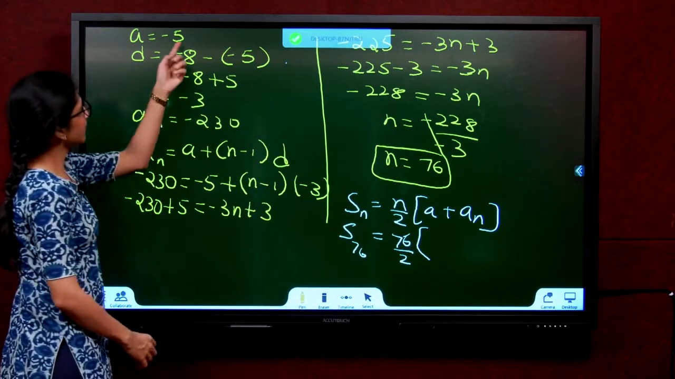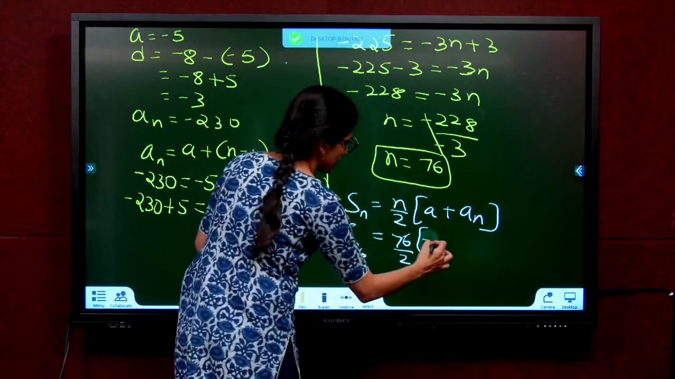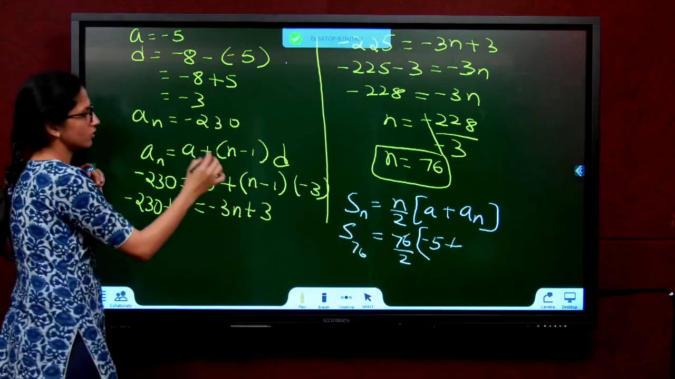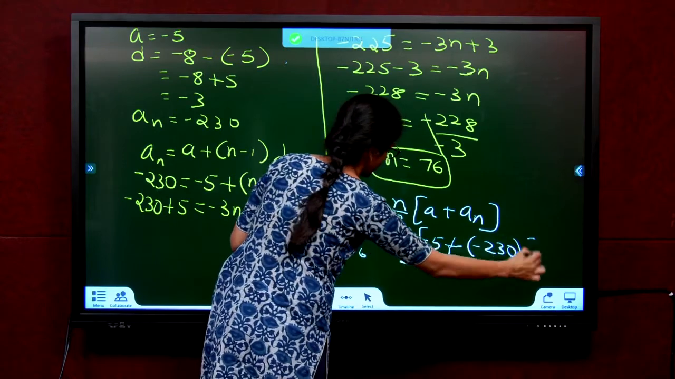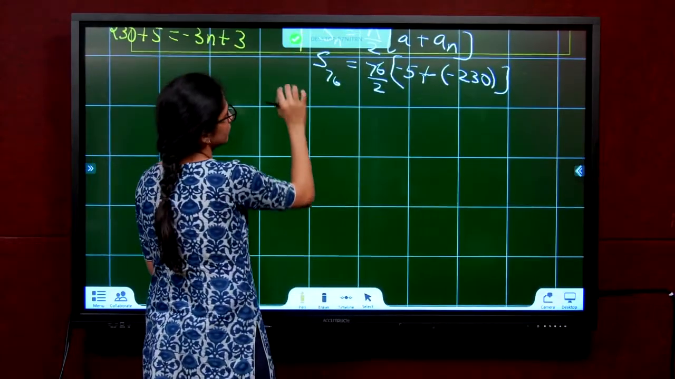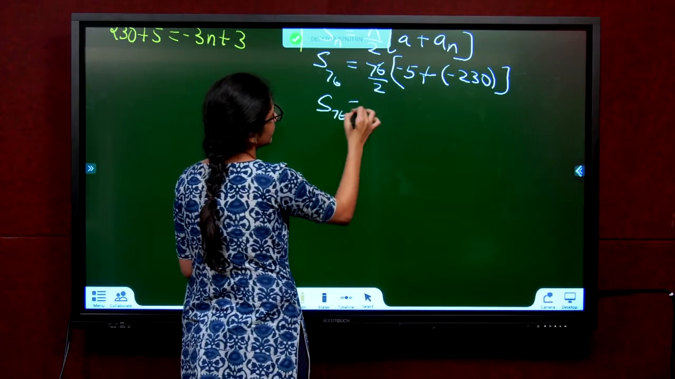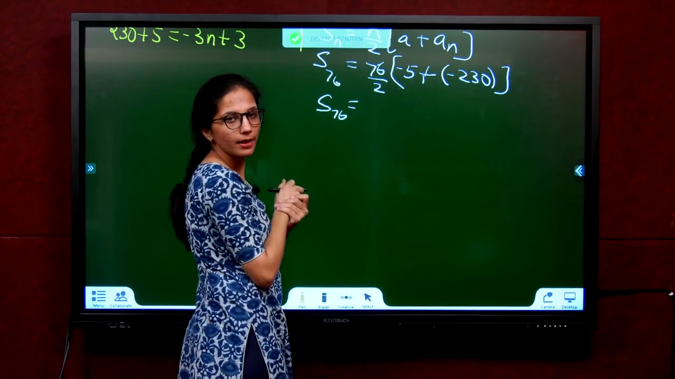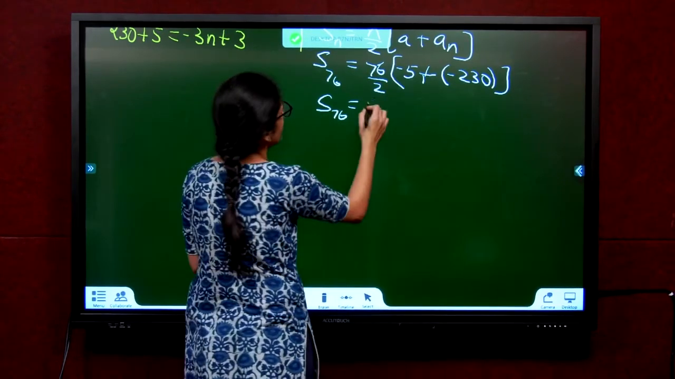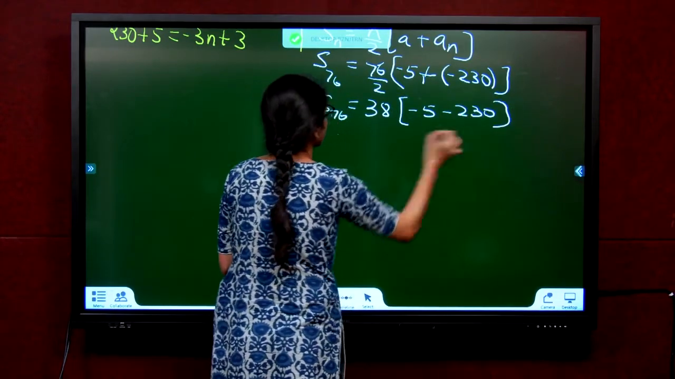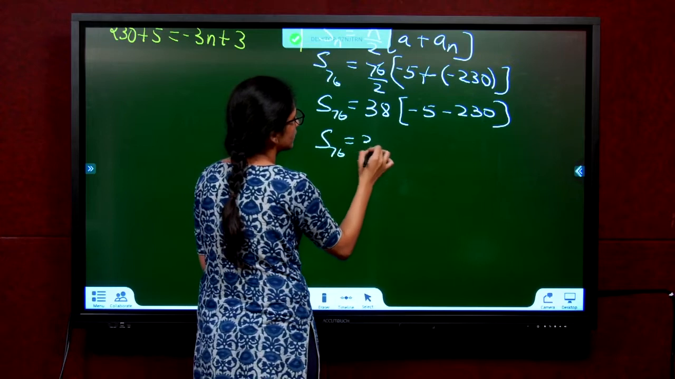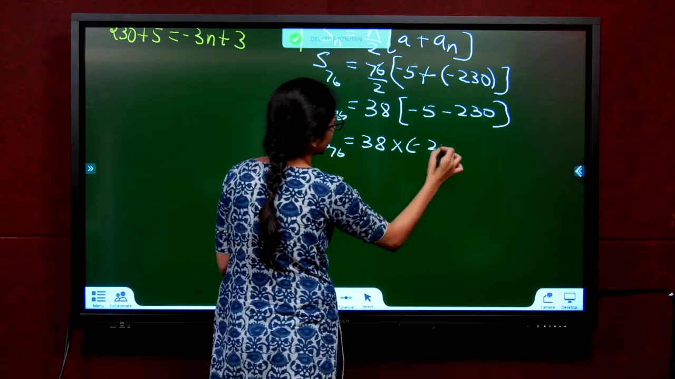A is minus 5. An is minus 230. Solve this to get the answer now. So S76 is equal to 76 by 2. How much? 38. Minus 5 minus 230. S76 is equal to 38 into minus 235.